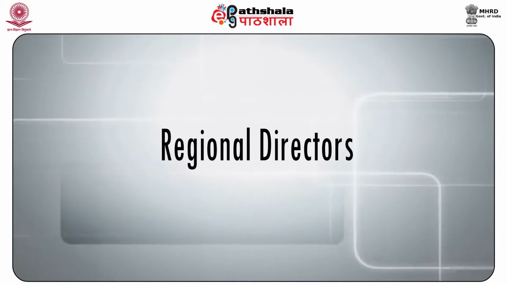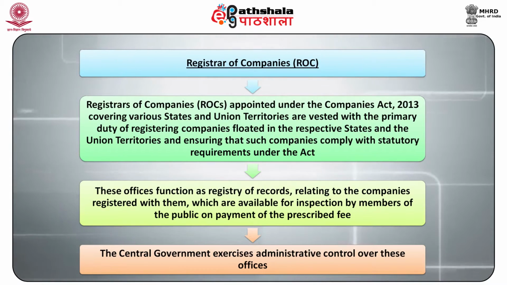Second, regional directors. The 6 regional directors are in charge of the respective regions, each region comprising a number of states and union territories. They supervise the working of the offices of the registrars of companies and the official liquidators working in their regions. They also maintain liaison between the respective state governments and the central government in matters relating to the administration of the Companies Act 2013. Certain powers of the central government under the Companies Act have been delegated to the regional directors. Next, Registrar of Companies (ROC).